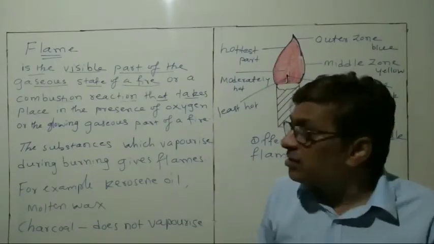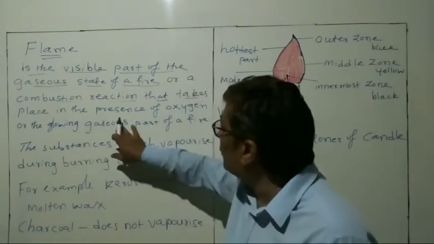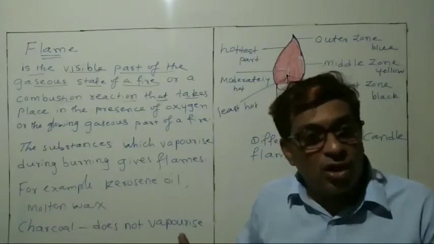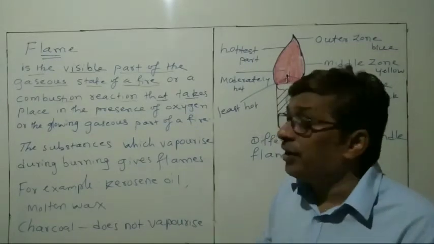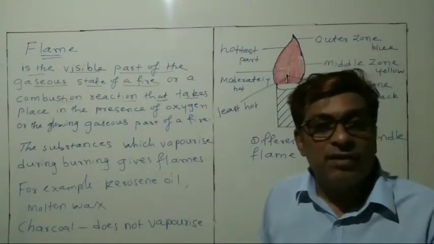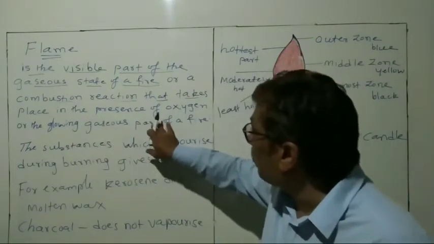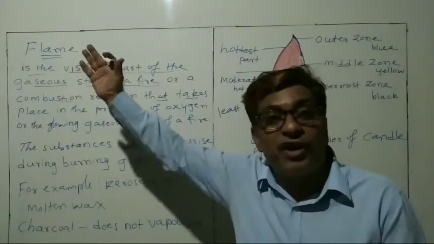Or in other words, the glowing gaseous part of a fire. You can say it like this also. Glowing means emitting light, producing light. The glowing gaseous part of the fire is called a flame.